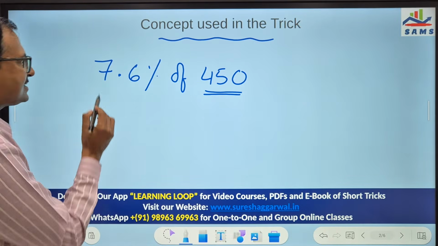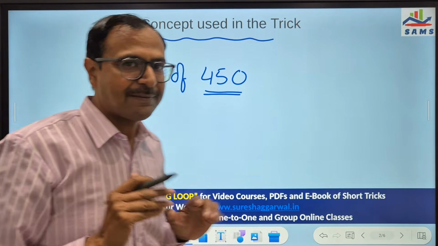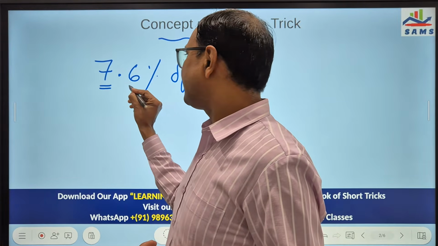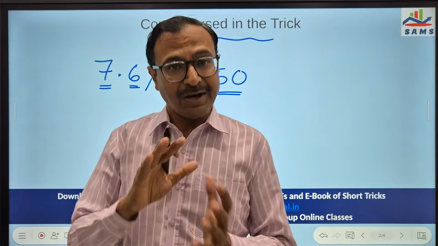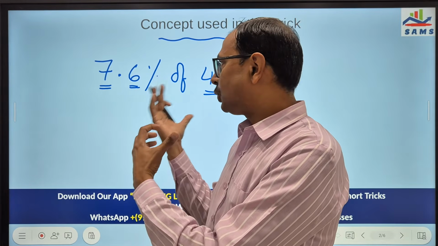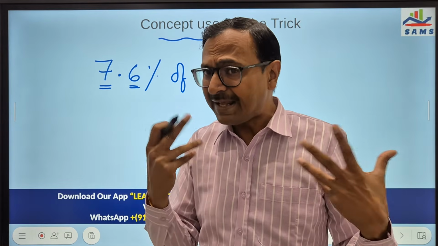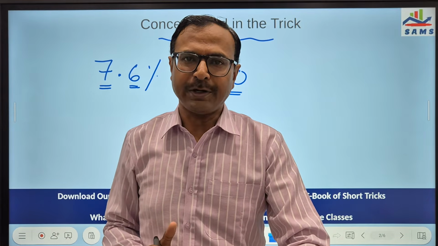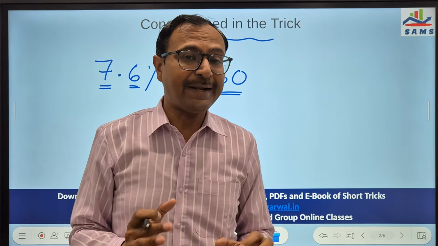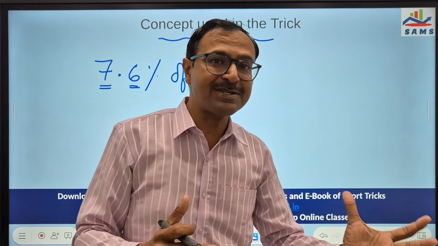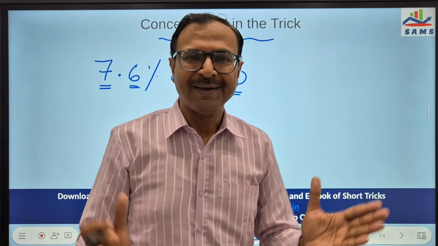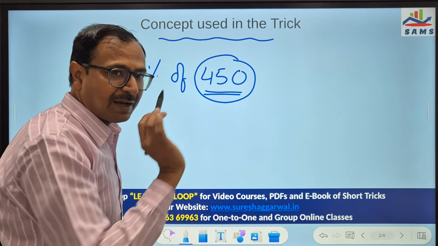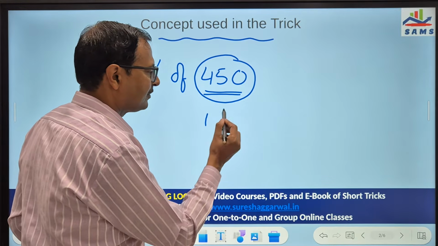Now see, this 7 is in the ones place, right? You know the place value chart. 7 is in the ones place and this 6 is one digit towards the right of the decimal, okay, tenths, right? Now that place value is really important, and when you know and understand the place values and its relationship with percentage, job done.